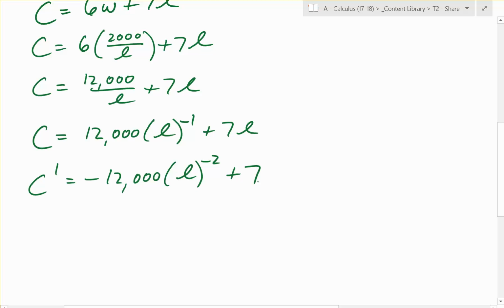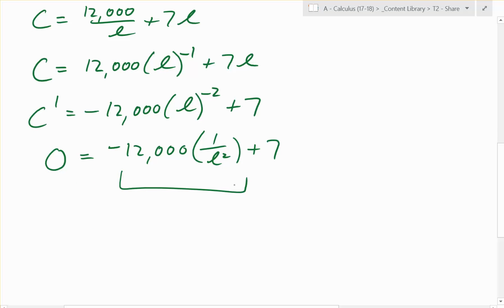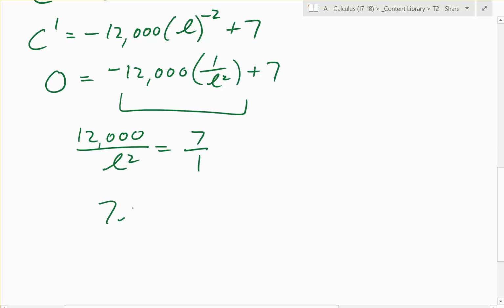Now we do what we've done many times before, which is set it equal to 0. So 0 is equal to negative 12,000 times L to the -2, which is 1 over L squared, plus 7. So let's add this to the other side. So that means it's 12,000 over L squared is equal to 7. And I'll make it 7 over 1. So let's cross multiply. 7L squared is equal to 12,000. So L squared is equal to 12,000 over 7.